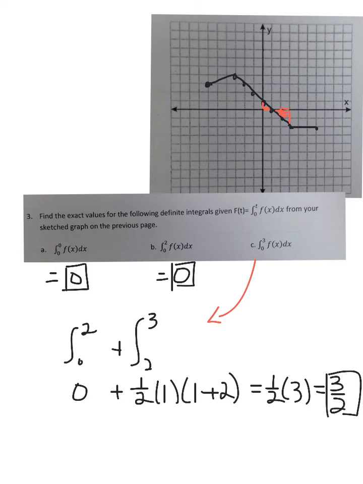However, one thing I need to make sure that I'm careful of is look at where this space is. It's underneath the x-axis. So please make sure, and I'm going to put it in red so you see that, that will be a negative 3/2. So your answer for C is negative 3/2, final answer.